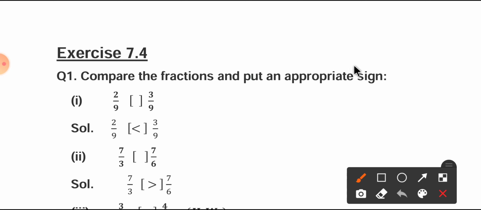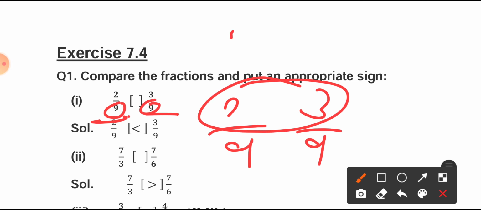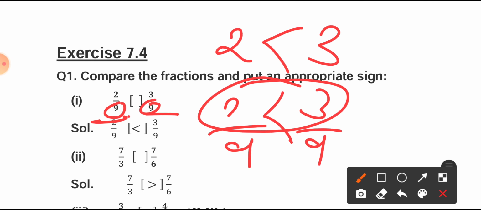Compare the fractions and put an appropriate sign. You have to put the sign of less than or greater than or equal. So first one is 2 by 9 and 3 by 9. So 2 by 9, 3 by 9, you can see that denominators are equal. It means these are examples of like fractions. If denominators are equal, then you have to compare only the numerators. So 2 and 3, which one is greater here? 3. It means 3 by 9 is greater than 2 by 9.